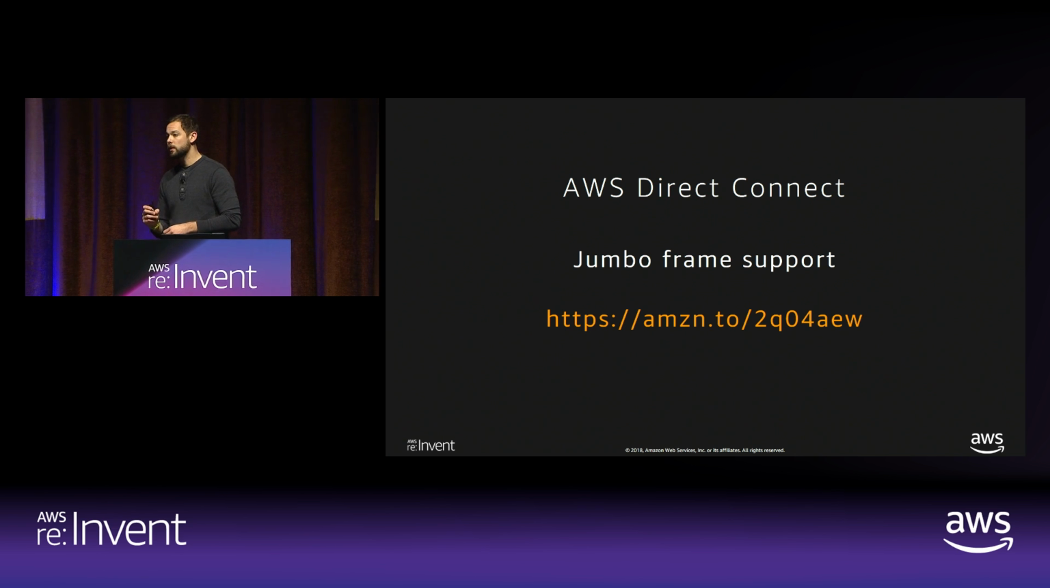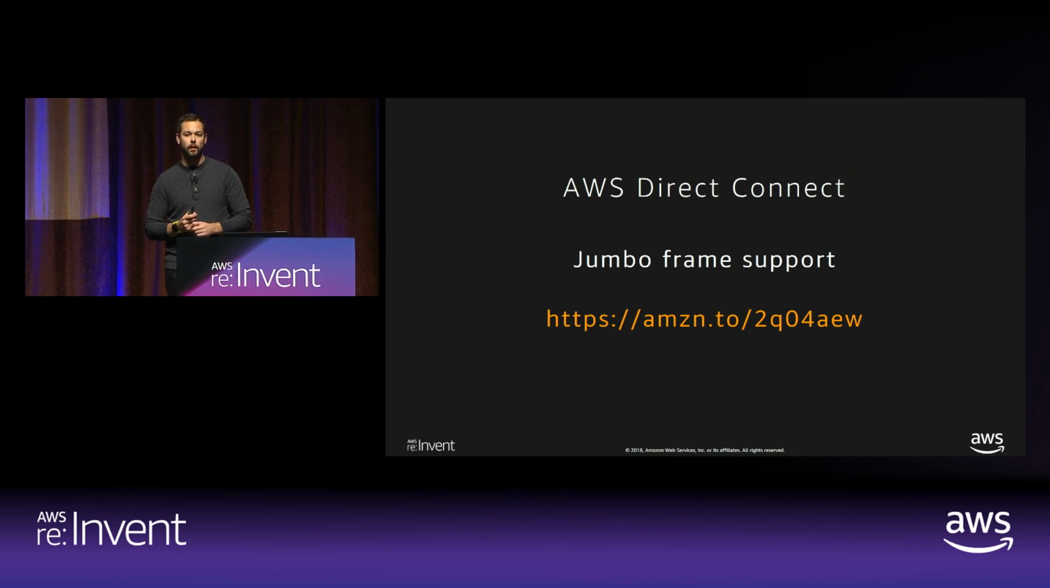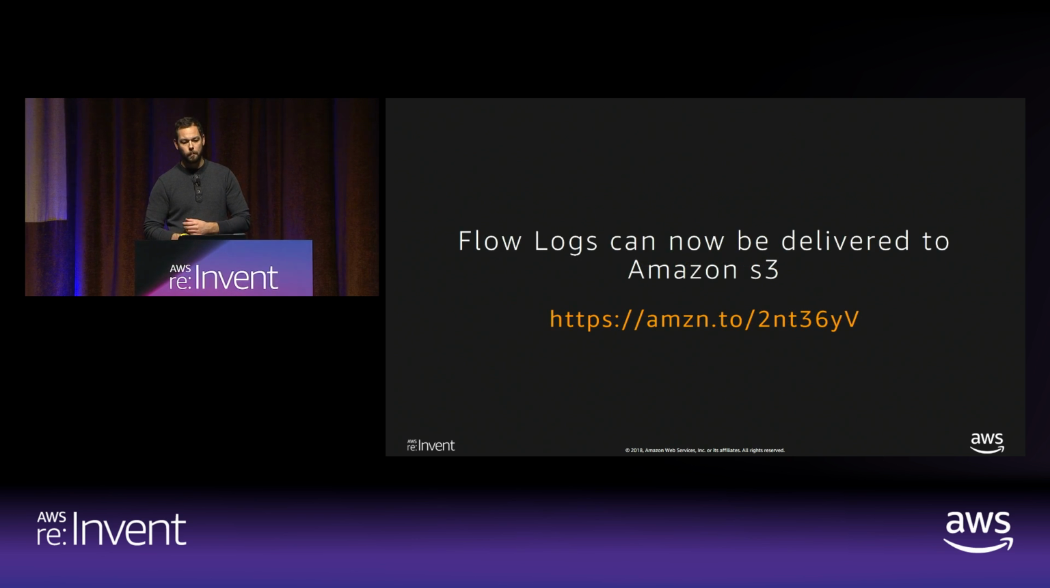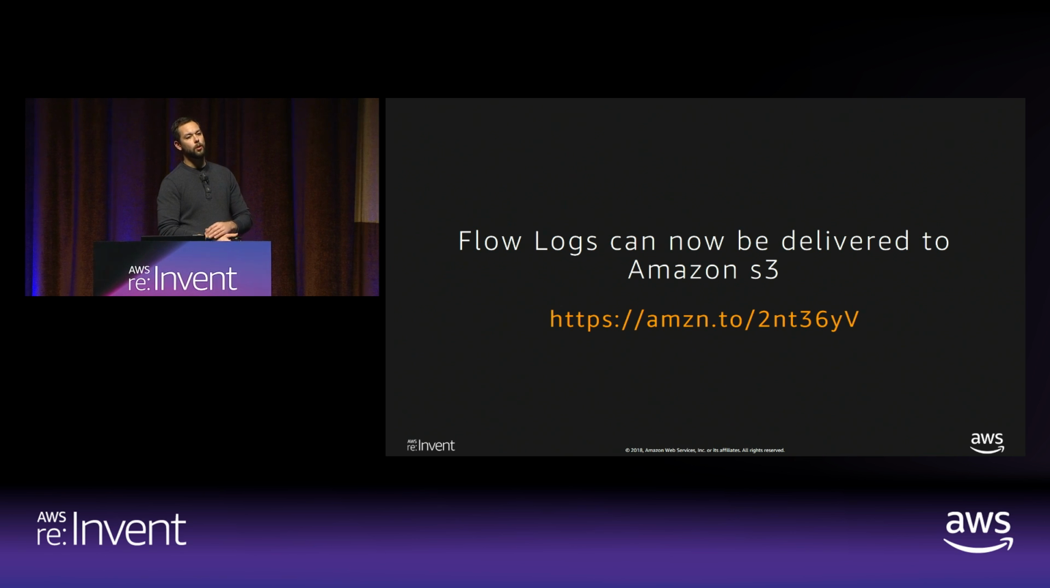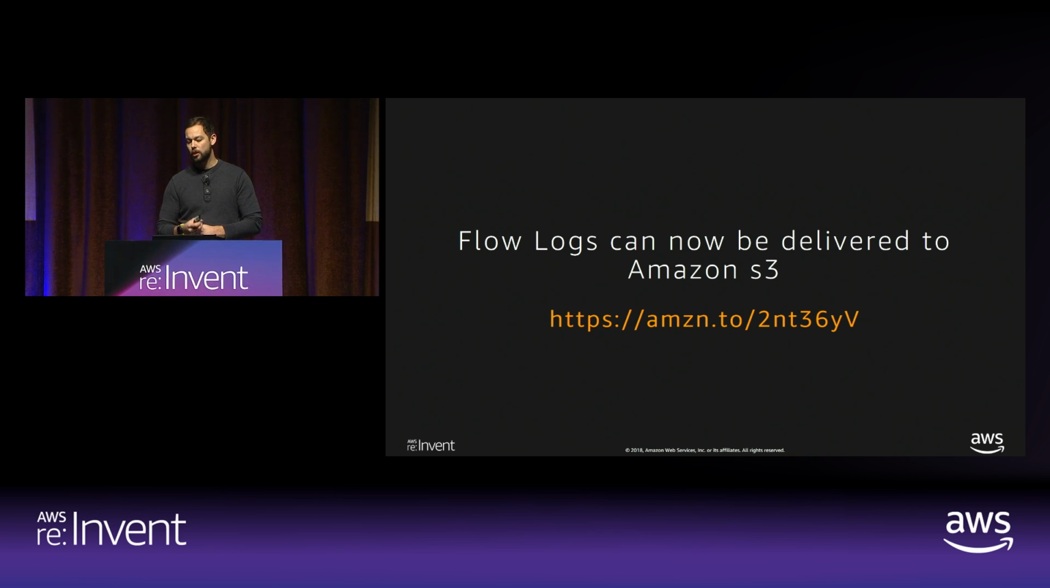The DX team also worked pretty hard at this one, jumbo frame support. For the longest time, we didn't support jumbo frames over Direct Connect. We do now. Now, we're not going to support jumbo frames over the internet anytime soon. That's just the internet. But over Direct Connect, pretty awesome. Now, lastly, flow logs can be delivered to Amazon S3. This is an honorable mention as well, just because I didn't make a diagram, but previously flow logs could go to CloudWatch. Now they can go to Amazon S3 directly.